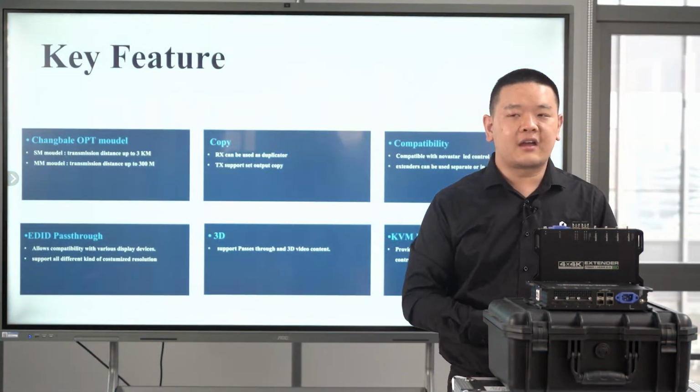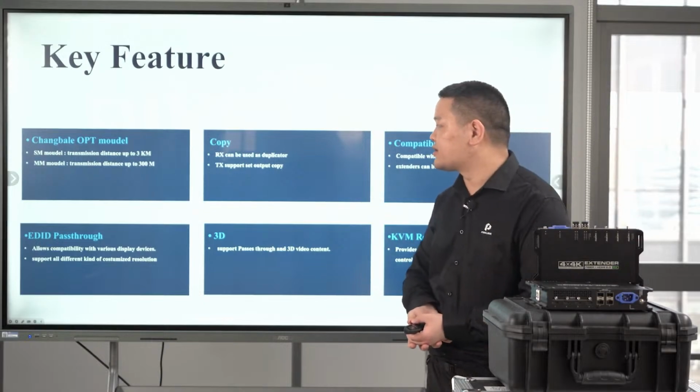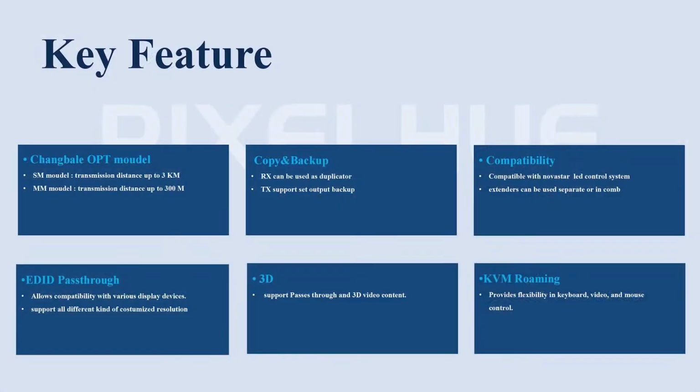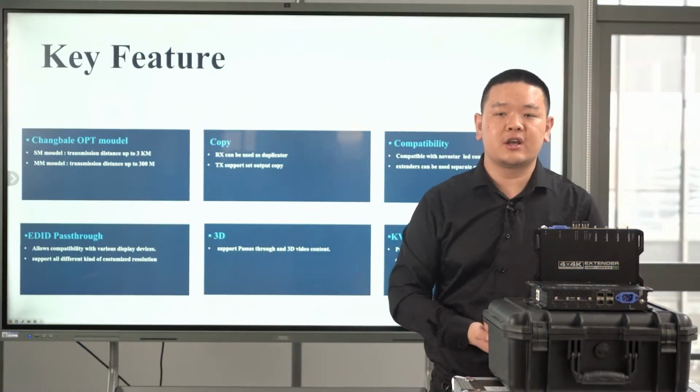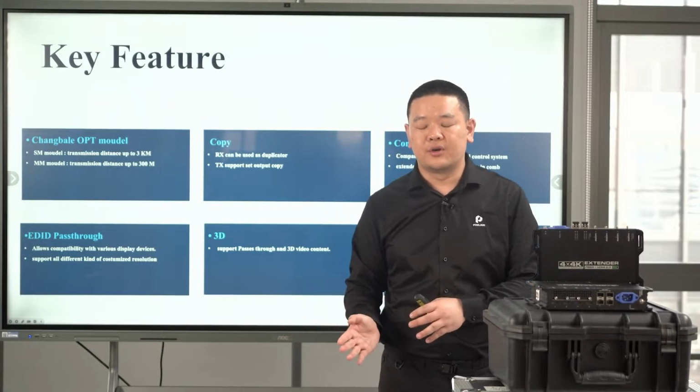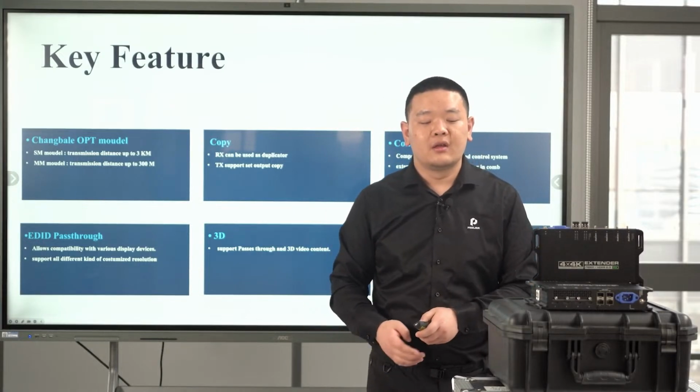So the second part is the product function. The first one is the changeable optical modules. You can change the optical modules according to the on-site application. And also, when you buy this product, you can choose the single mode or multi-mode module as well.